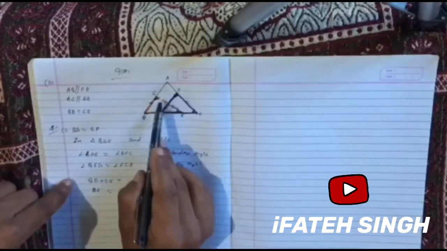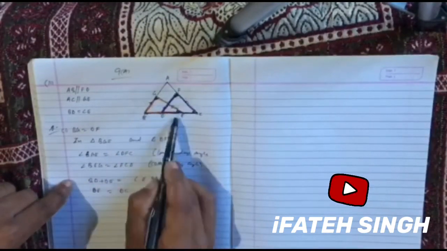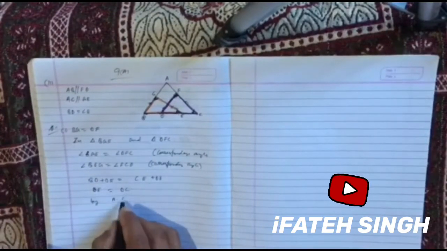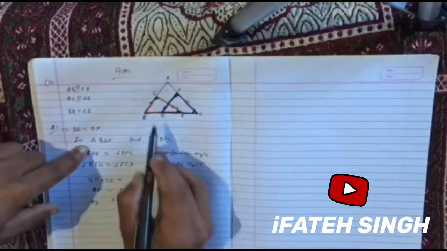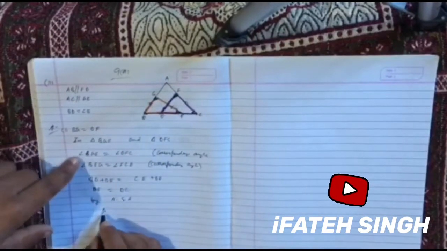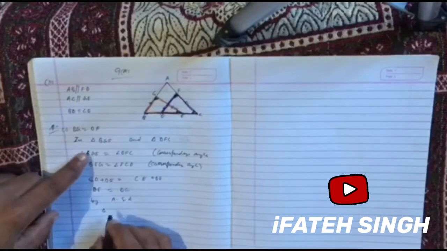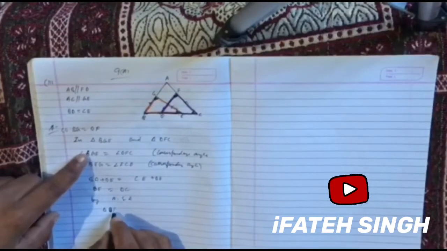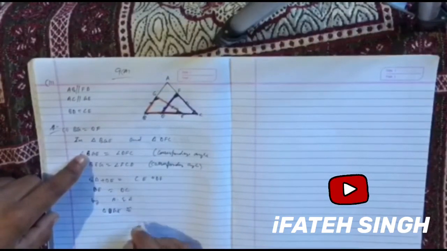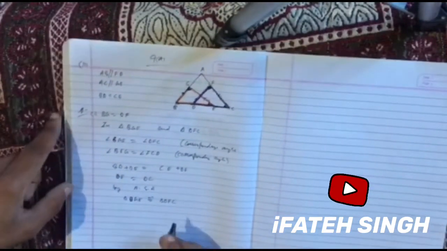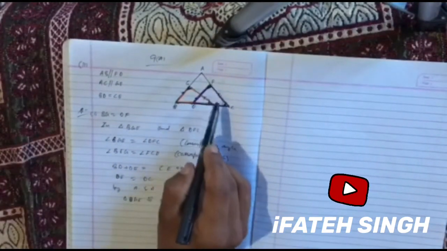Two angles of these two triangles are equal and one side is equal. By angle side angle criteria, these two triangles are congruent. Triangle BGE congruent to triangle DFC, and we know that these two triangles are congruent.